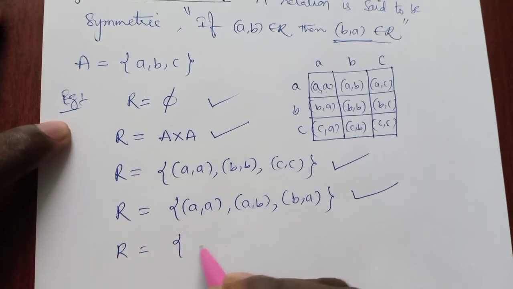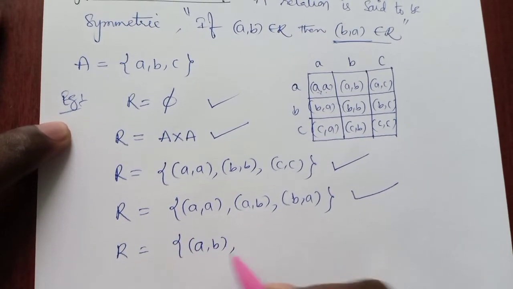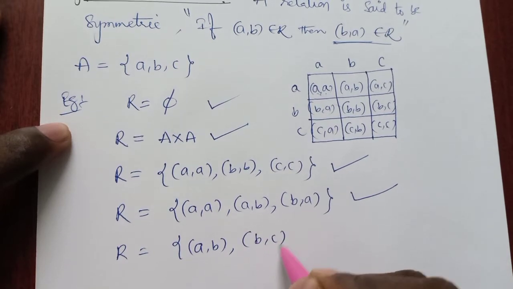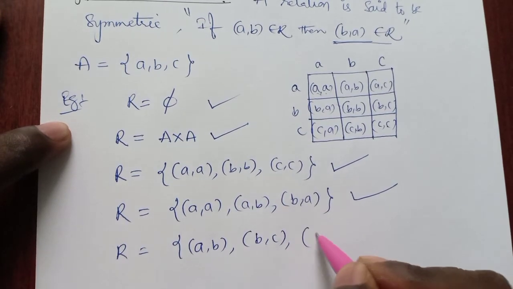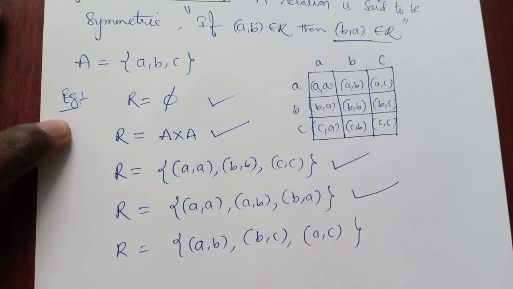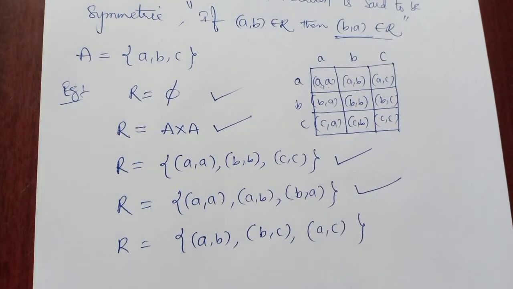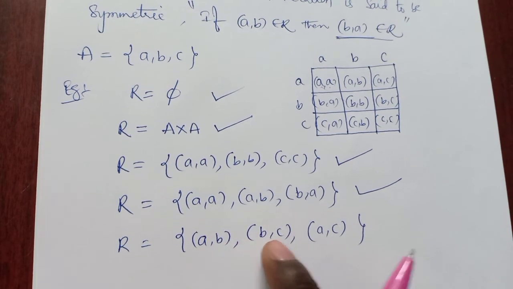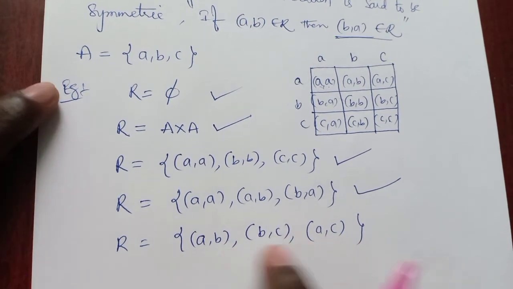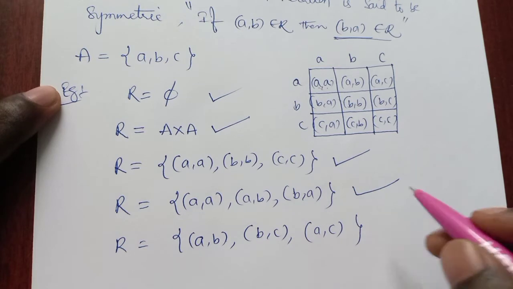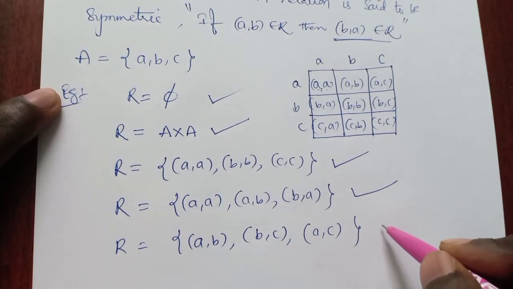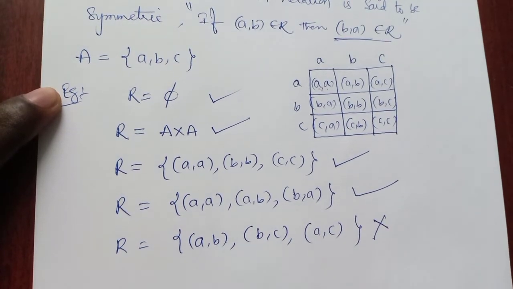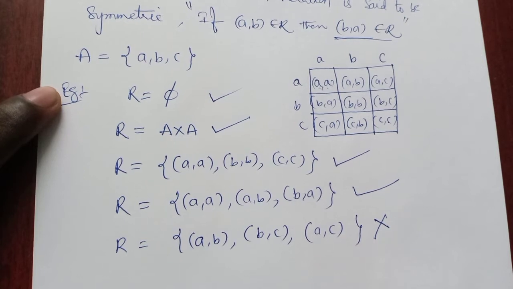Now suppose (a, b), (b, c), and (a, c). See here, if (a, b) is there, we must have (b, a). So here no (b, a) element is present in this relation. That's why it does not obey the symmetric relation. So definitely no.